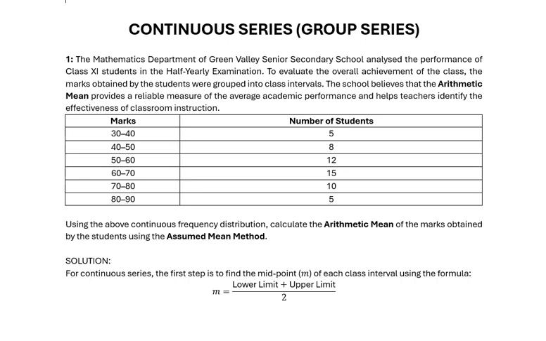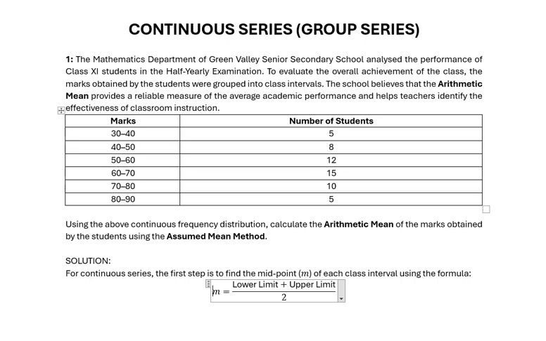Okay, marks are mentioned here: 30-40, 40-50, 50-60, 60-70, 70-80, and 80-90. The number of students is mentioned here, so the number of students will be treated as frequency. Let us go ahead. Using the above continuous frequency distribution, calculate the average mean or arithmetic mean of the marks obtained by the students by using the assumed mean method. The question is saying assumed mean method, but we are going to solve this question in all three methods.